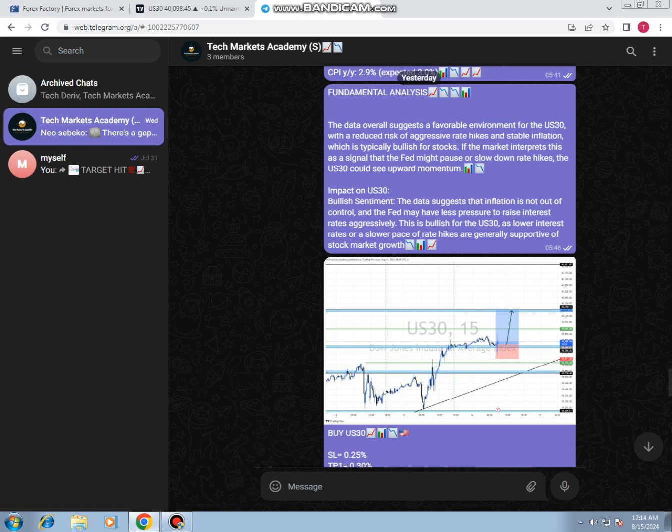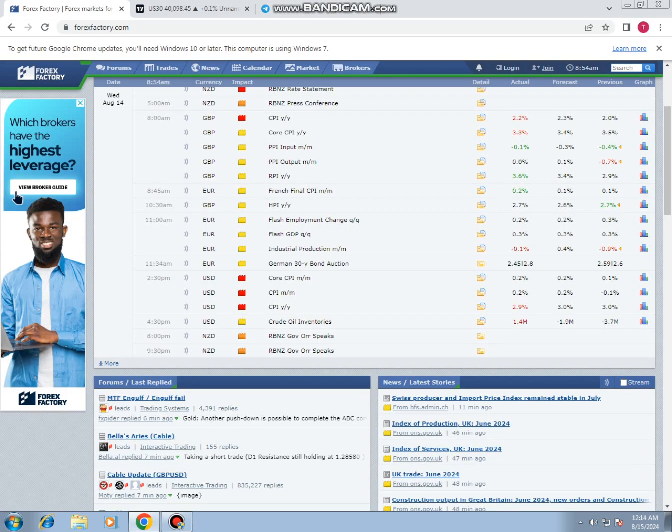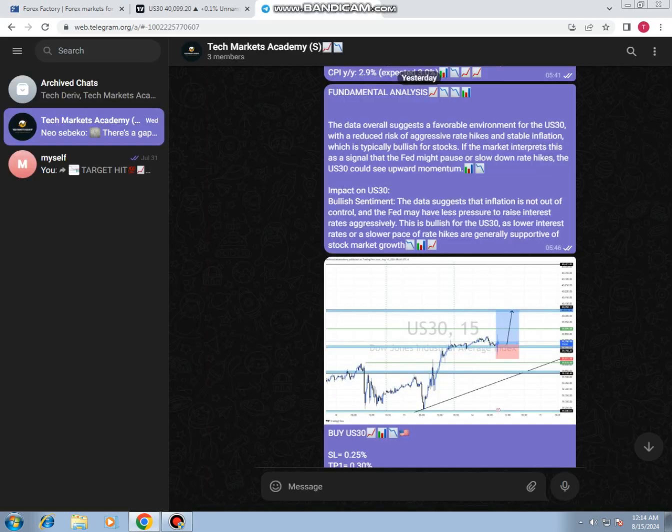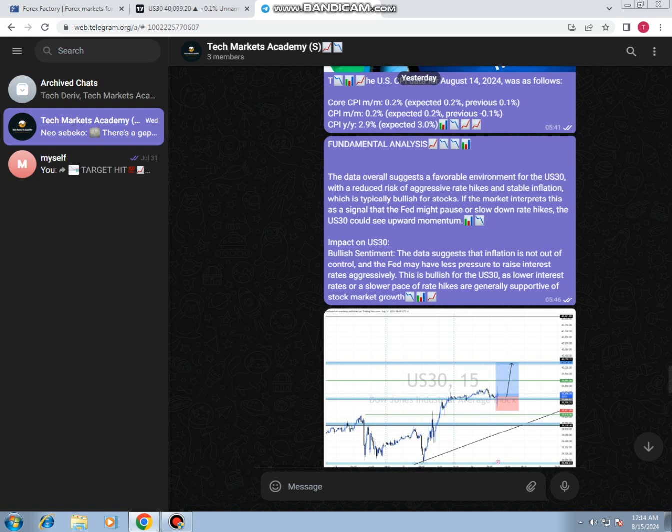You should understand this type of data. We see that inflation is decreasing on a bigger scale. The core CPI and the CPI month to month, we don't focus on now because, as you can see, there is no bigger change. But based on the Fed, this is the inflation that we are focusing on. If you go to our Telegram, you can check Tech Markets Academy and see what we said about that.